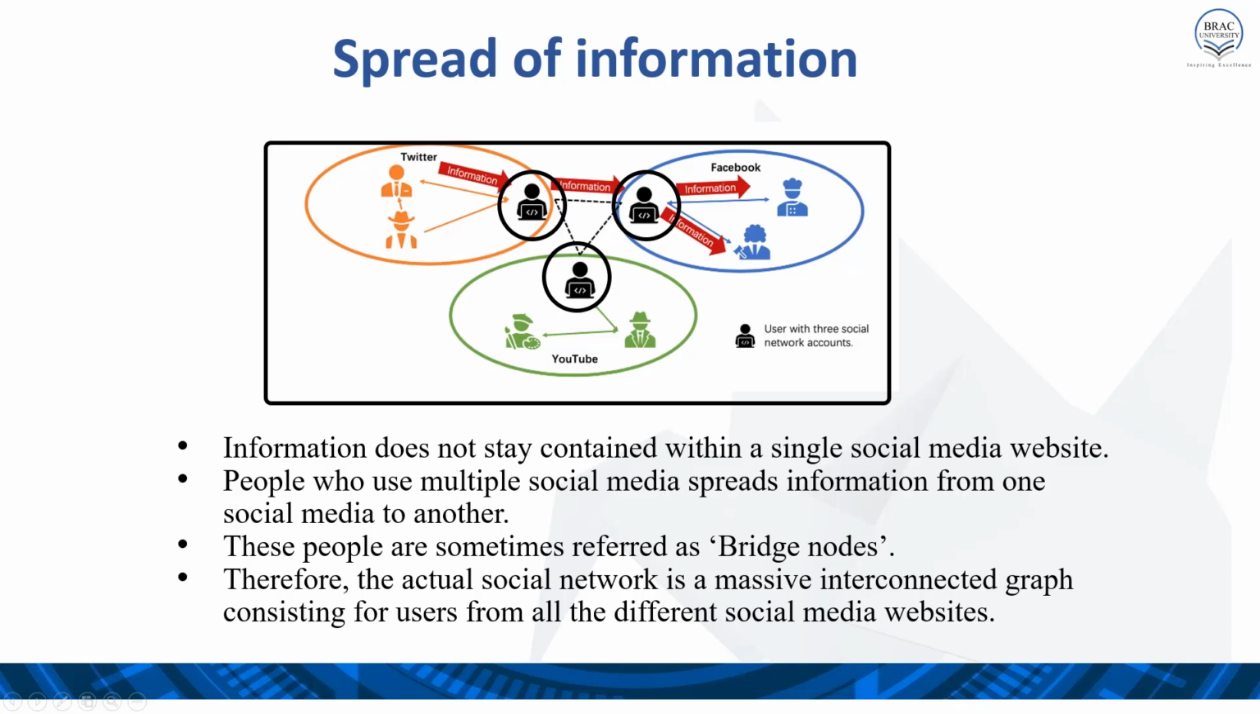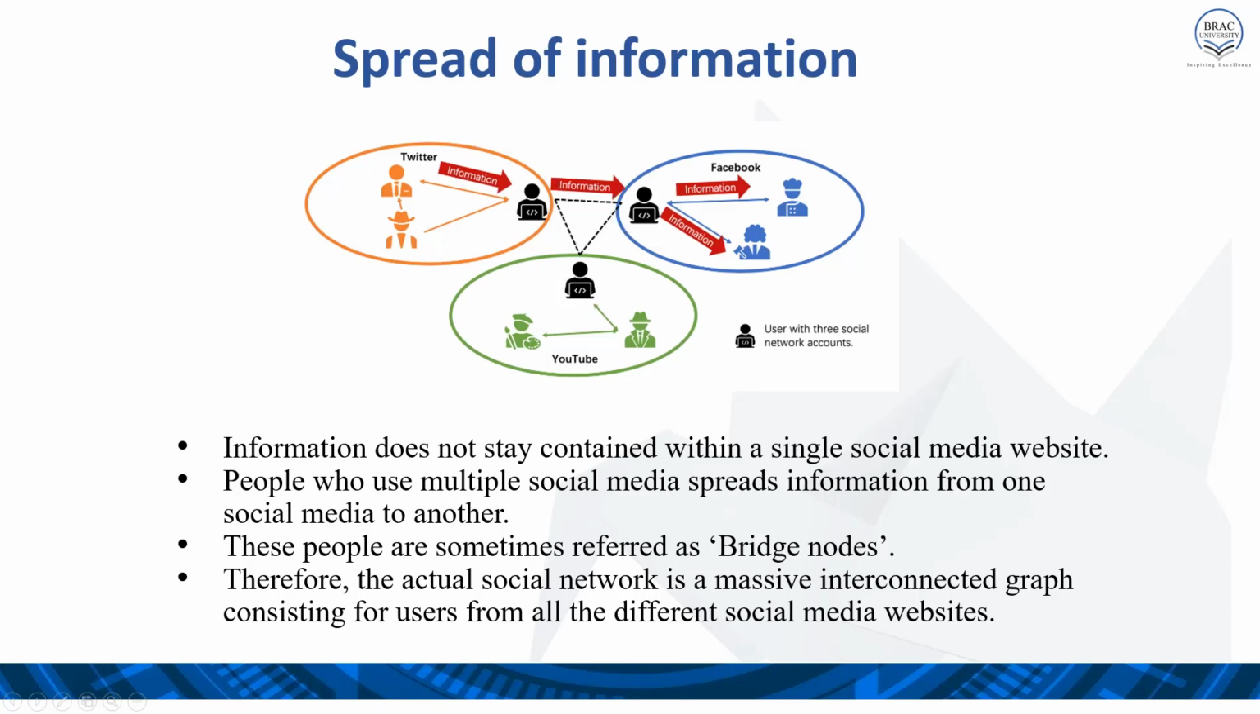Here you can see three black nodes, and three of them are basically the same person. One has an account on Twitter, and one account is in Facebook, and the other account is in YouTube. And having three accounts in all these different social media, he or she can actually propagate information from one social network to another.